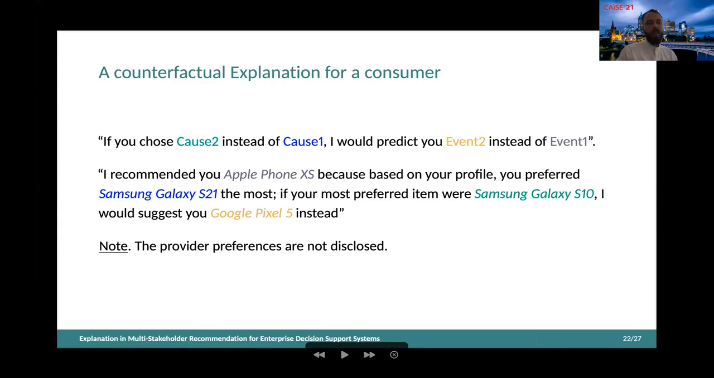In this slide, we can see an example of a counterfactual explanation for a consumer. I recommend you an Apple phone because, based on your profile, you prefer Samsung Galaxy S1 the most. In this case, we can see that this is the classical explanation, but we have the second part. If your most preferred item were Samsung Galaxy S10, we'd suggest you Google Pixel 5 instead. In this case, you put the consumer in control of the system, because you say to this consumer, look, if you had made a different choice in the past, if you change your past purchase, now I suggest you a different item. And in this case, the preferences of the provider are not disclosed.